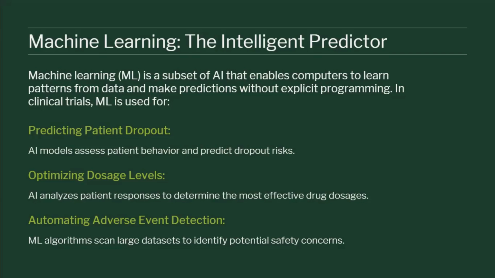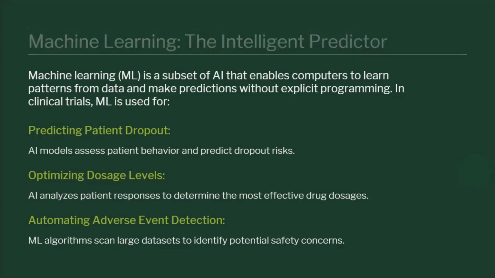Now it can automate adverse event detection. So ML algorithms scan large data sets to identify potential safety concerns also. Suppose we have 3,000 patients being tried on the drug. So AI can quickly scan, or even in post-marketing, where we have millions of people, AI can scan all the data very quickly, and if there is a potentially serious safety concern or risk, it can detect and warn about that also. So ML is used for these things basically.